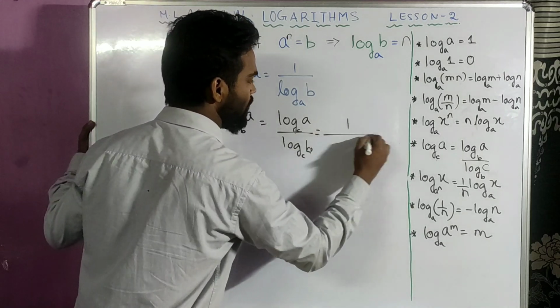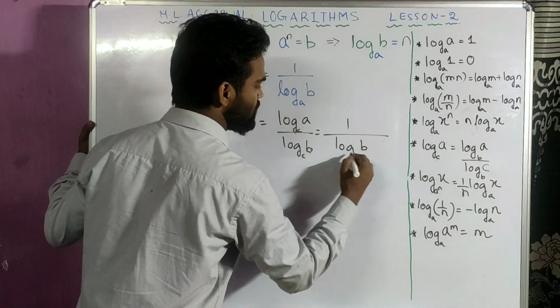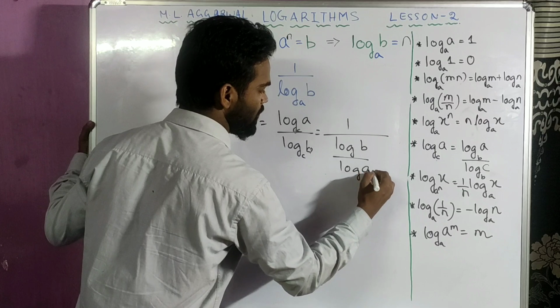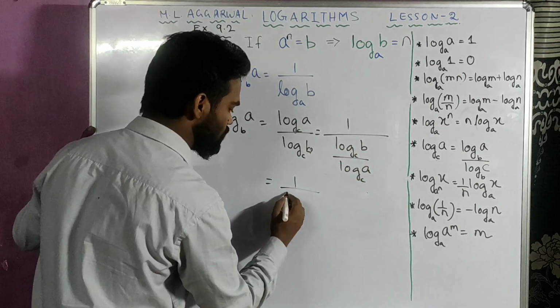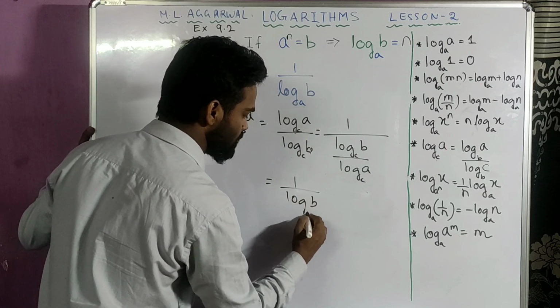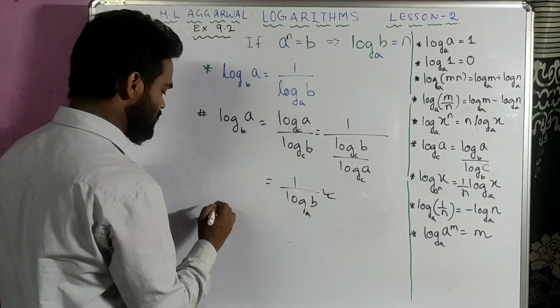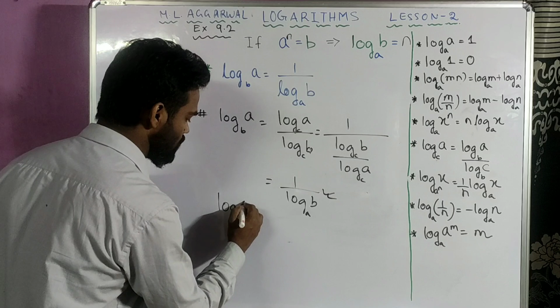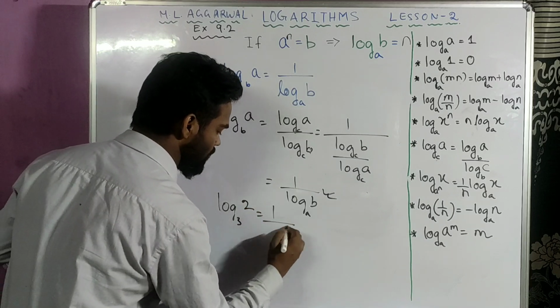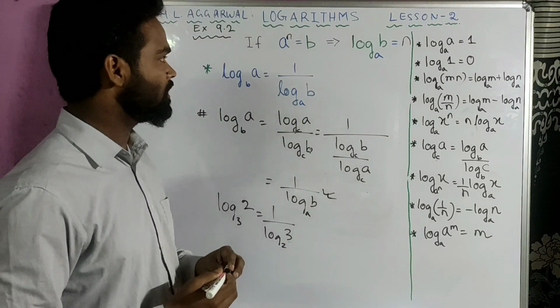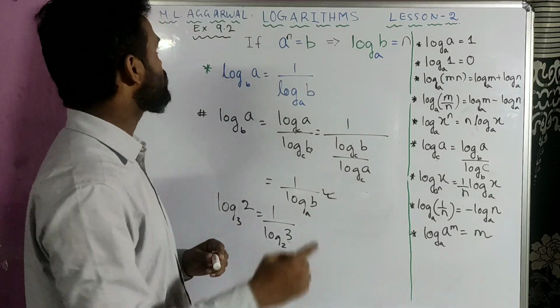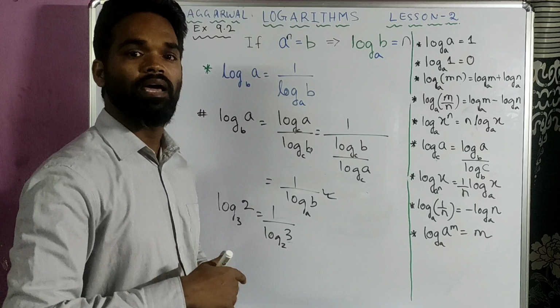And this is 1 by log b by log a base c. Okay. Then this, again by the base changing rule, we can write this as log b base a. What I mean is, if you have something like log 2 base 3, you can write 1 by log 3 base 2. Clear? Now we look at sums from ML Agarwal exercise 9.2.